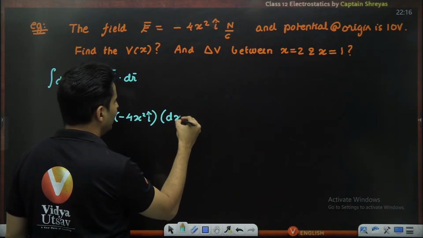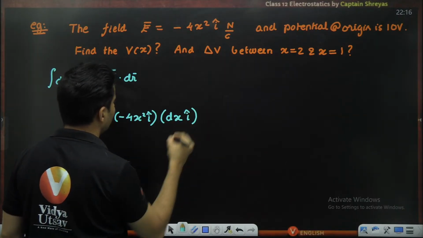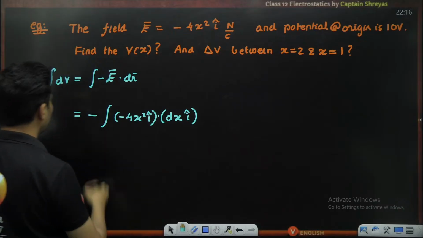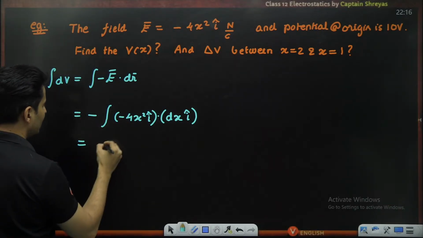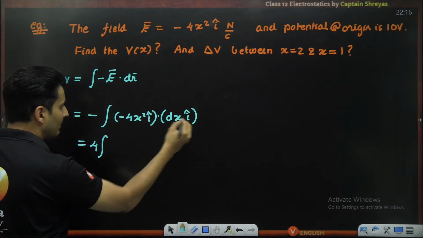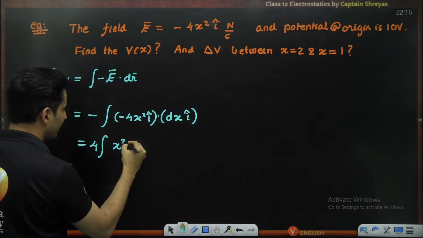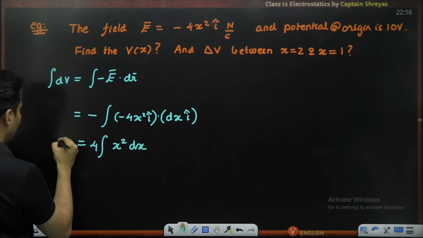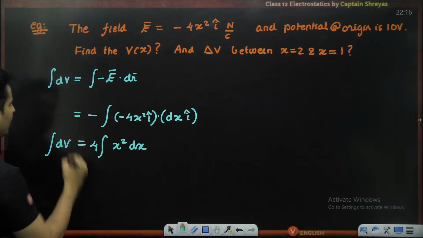So I will move by a dx amount in the i cap direction and put a dot symbol over here. So minus minus is plus, 4 will come outside. i cap into i cap is 1. So it will just become x square dx. And over here, I will just be left with integral dv.